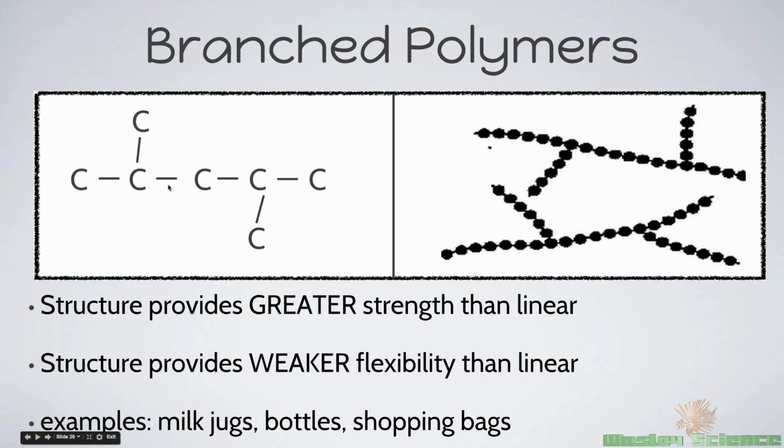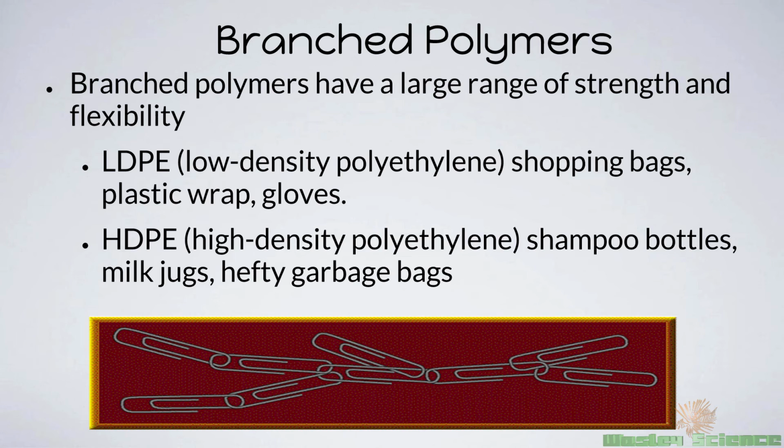And here you can see another poor diagram that just shows carbons, but each of the carbons really represents a monomer. They're just using the letter C, I guess, to represent carbon, but really it could be a whole monomer full of different elements and compounds. Now, branched polymers are the most common polymer used because they have such a large range of strength and flexibility. Our main two types of branched polymers are LDPE and HDPE. LDPE is low density polyethylene and HDPE is high density polyethylene.